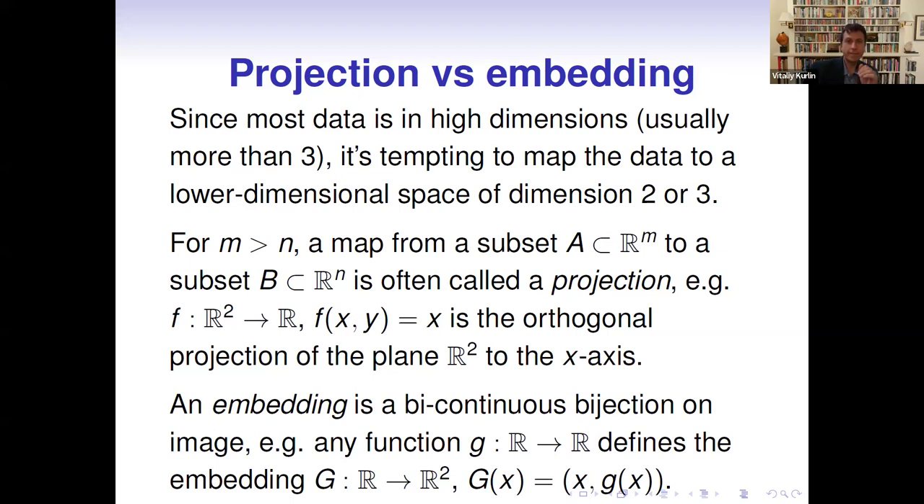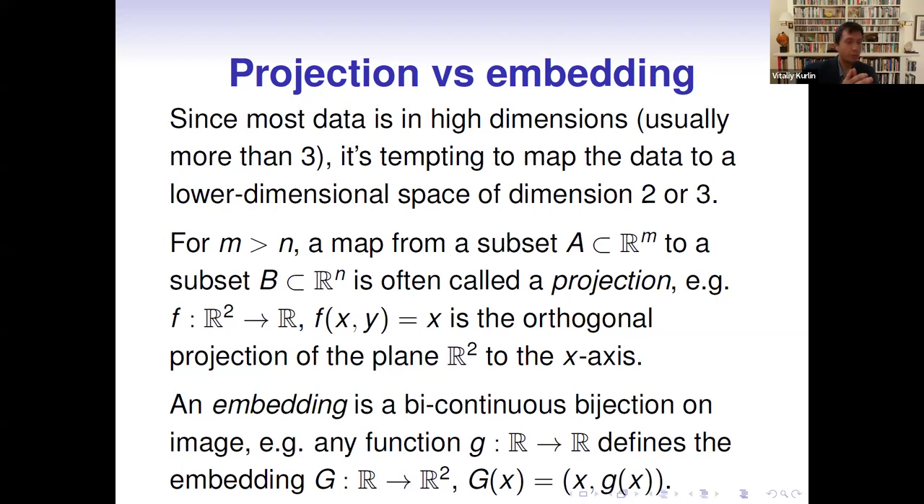So when we consider a map from a high dimensional space, so m here is higher than the lower dimension n, from maybe a subset A to a subset B, then this map is often called, or actually should be called, a projection, because it's simply an analog of an orthogonal projection, say, from the plane to the x-axis. This orthogonal projection is an example, and any map from a high dimensional space to a low dimensional space can be similarly called a projection.